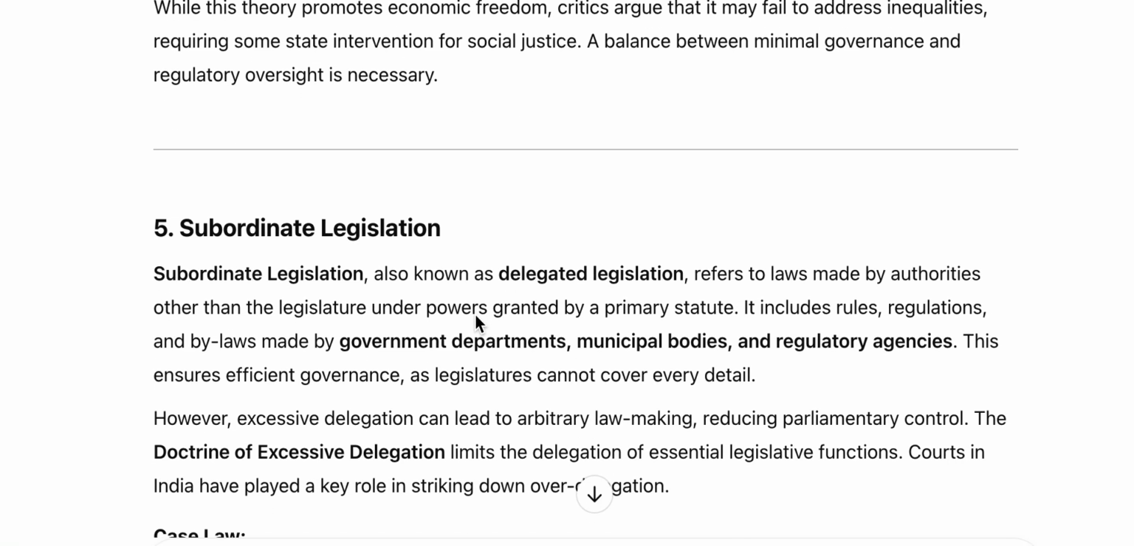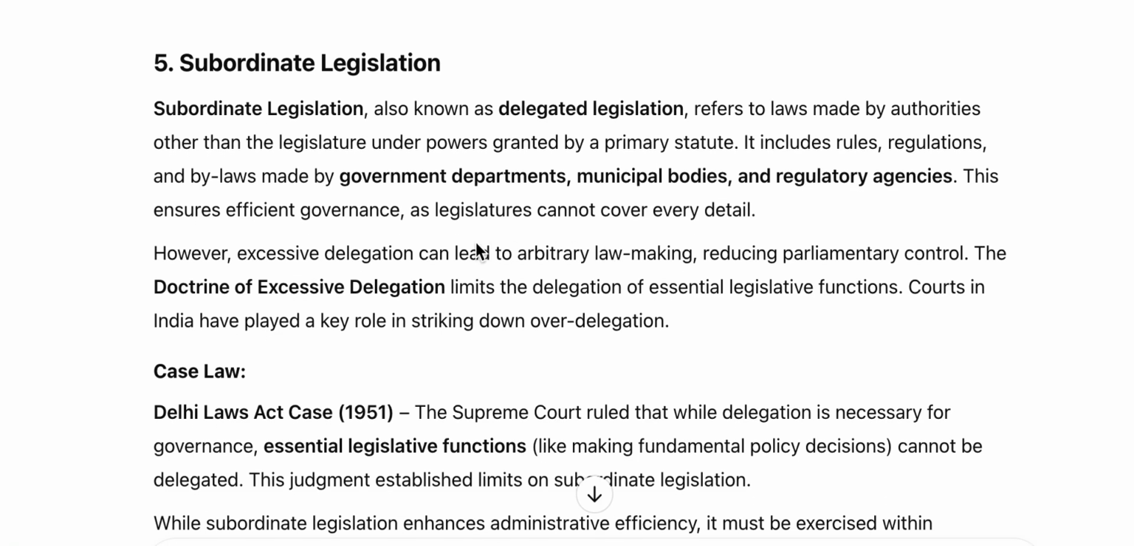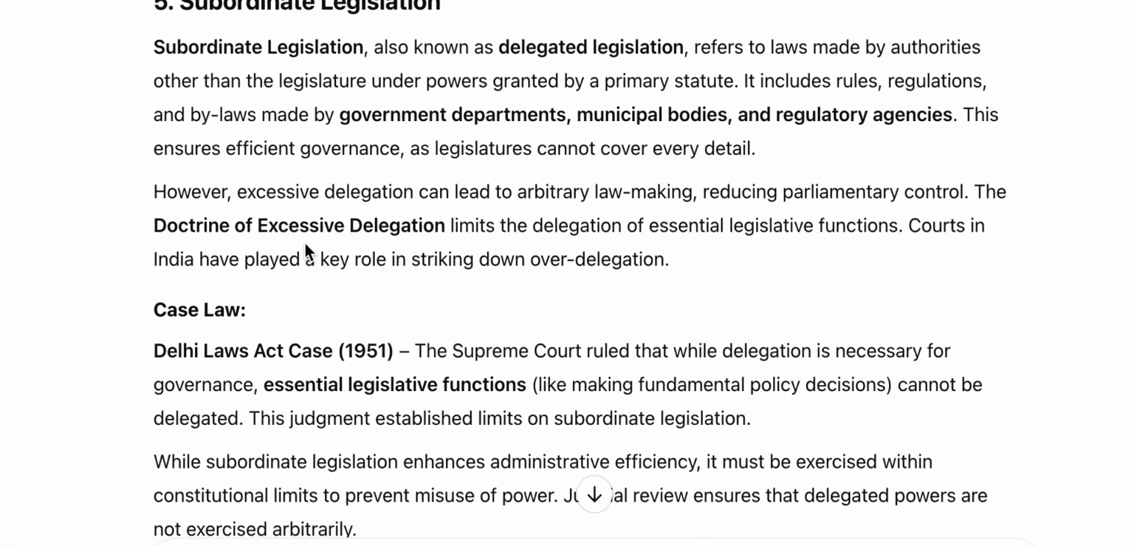Next, subordinate legislation. Subordinate legislation, also known as delegated legislation, refers to laws made by authorities other than the legislature under powers granted by a primary statute. It includes rules, regulations, and bylaws made by government departments, municipal bodies, and regulatory agencies. This ensures efficient governance as the legislature cannot cover every detail. However, excessive delegation can lead to arbitrary lawmaking, reducing parliamentary control. The doctrine of excessive delegation limits the delegation of essential legislative functions.